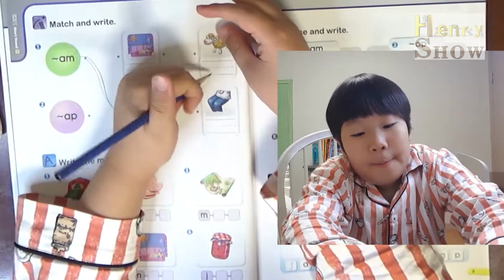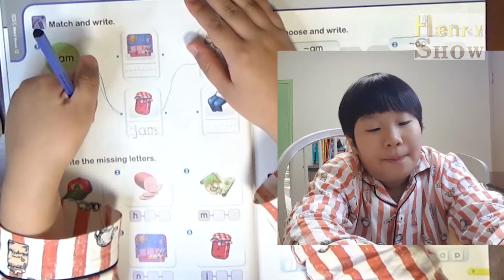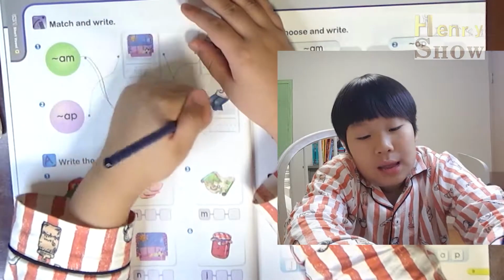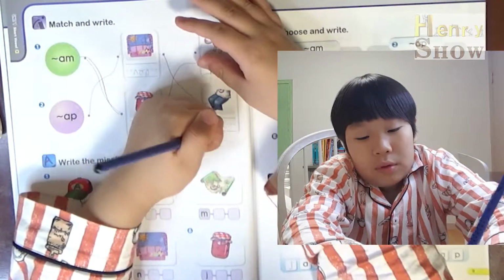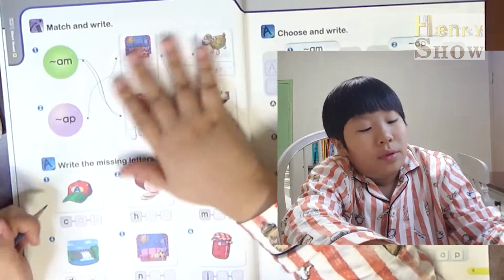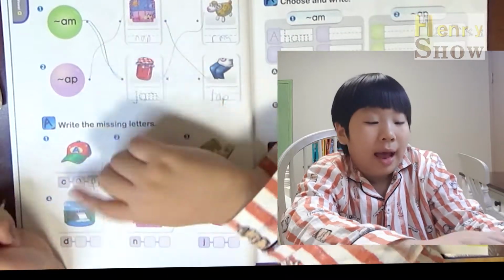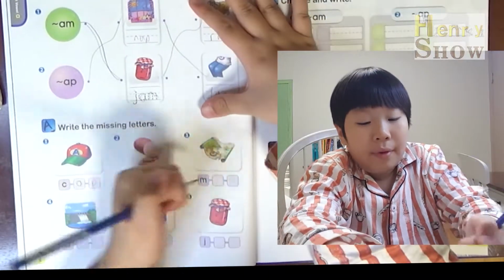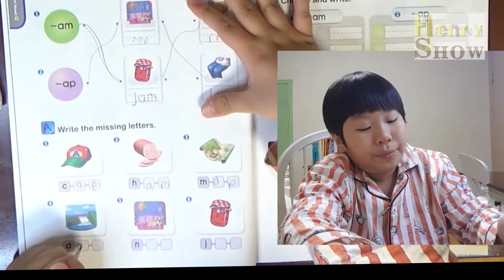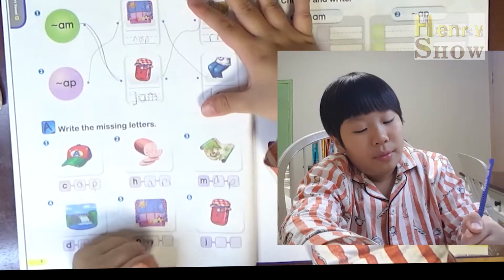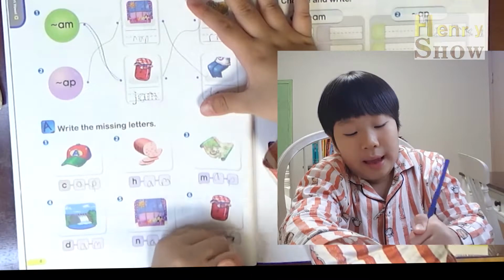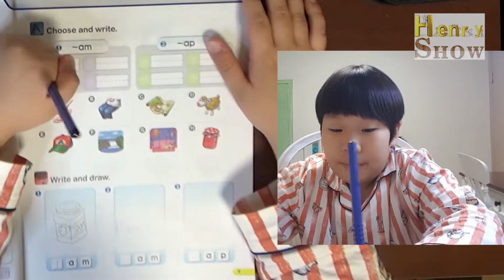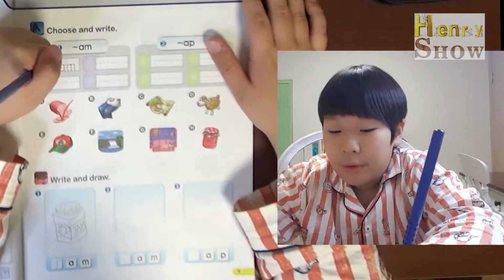Now ram. Up. Snap. And will be lap. Cap, right? The missing letter is ap or am. This is ap. Cap. Ham. Map. Dam. Nap. Jam. This is A. Ham.